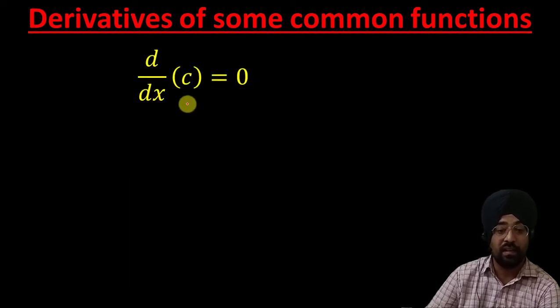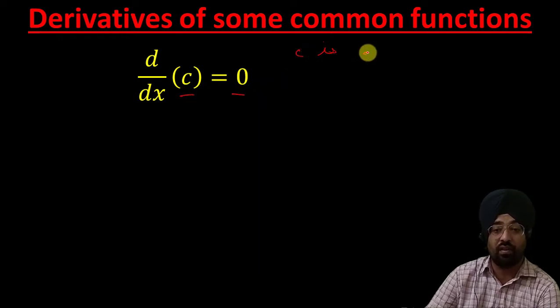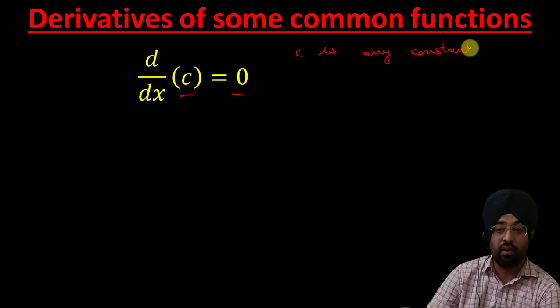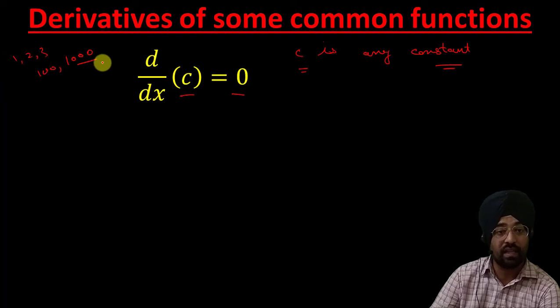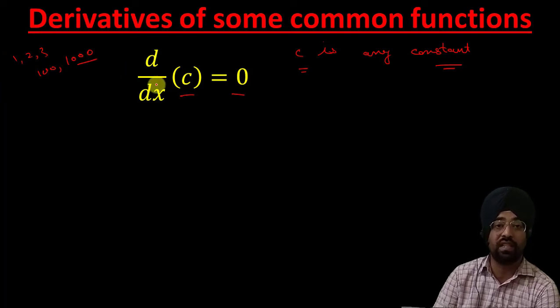It says that d by dx of c is 0, where c is any constant. So you have to remember, derivative of a constant is 0. Constant means it can be any number, 1, 2, 3, 100, 10,000, any number or any other constant. So derivative of a constant means which does not change.